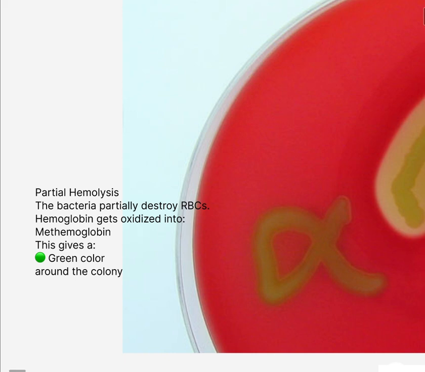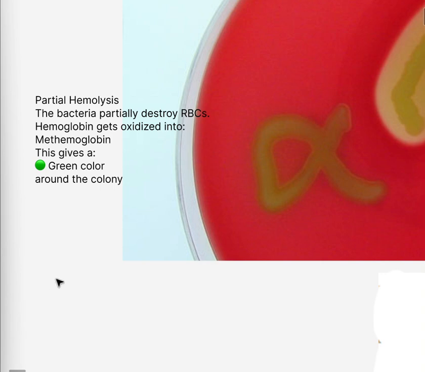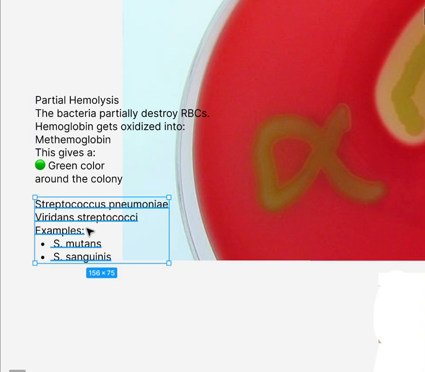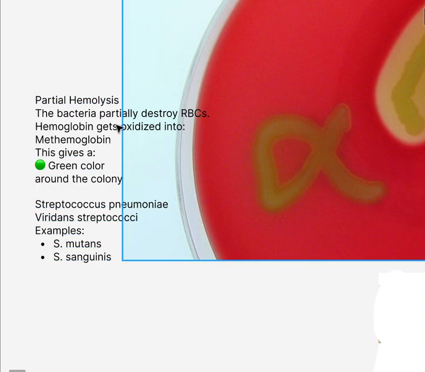Organisms that have partial hemolysis are basically Strep pneumoniae and viridans streptococci. Viridans streptococci includes S. mutans and S. sanguinis. We'll come back to that later on, right? Now, why is it green? I'll tell you: normal hemoglobin is basically Fe2+, and oxidized hemoglobin is Fe3+. So the Fe3+ is called methemoglobin, and this produces the green color, right?